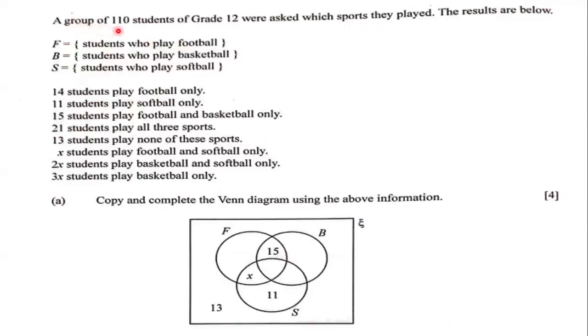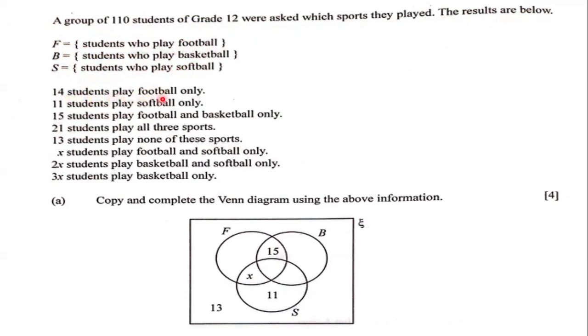A group of 110 students of grade 12 were asked which sports they played. The results are below. F is equal to students who played football, B is equal to students who played basketball, and S is equal to students who play softball.